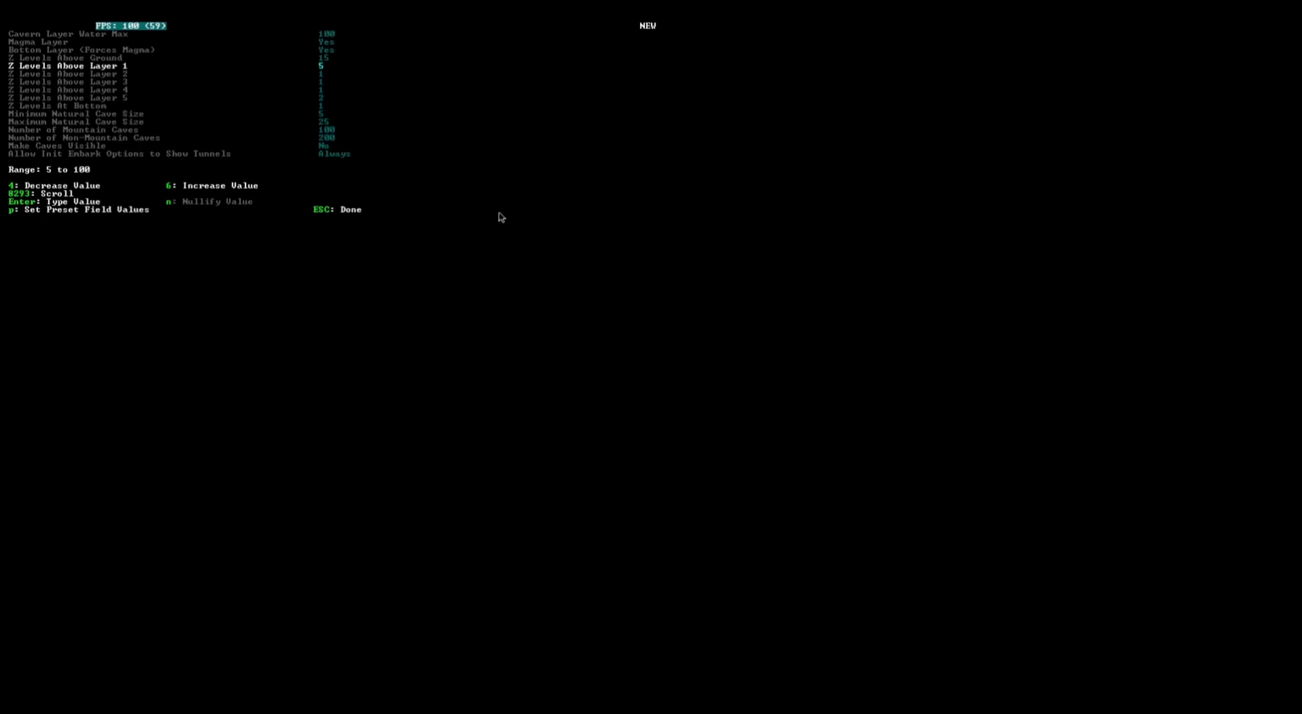Alright, so layer 2 is the second cavern, layer 3 is the third cavern. Layer 4, what I usually like doing, I will set this. I think it was set to 5.